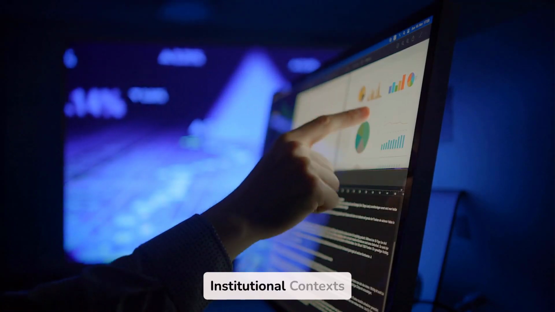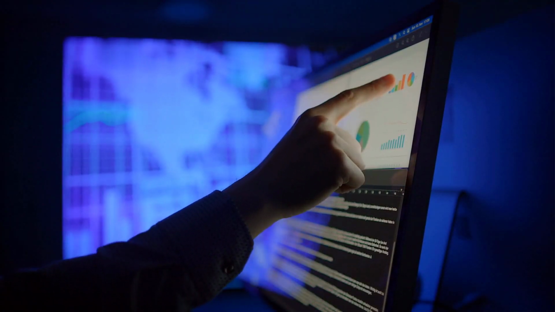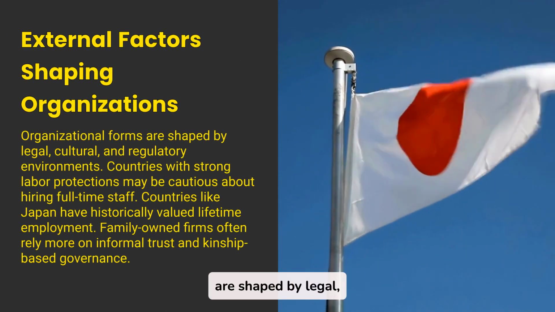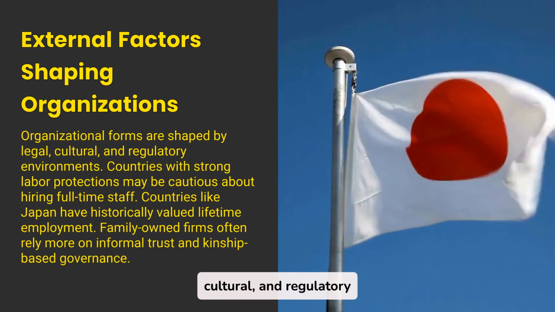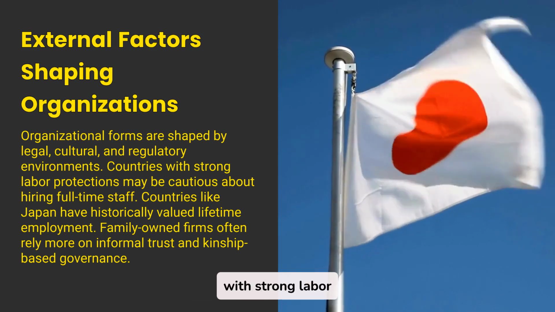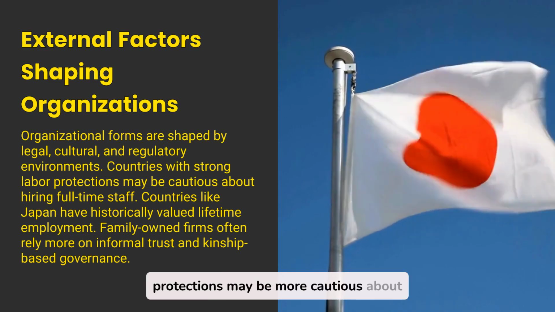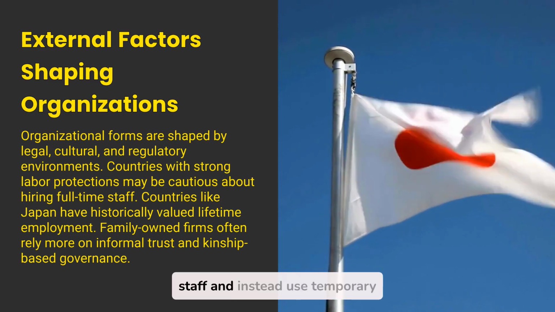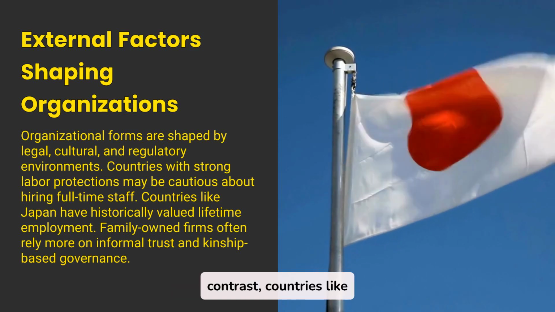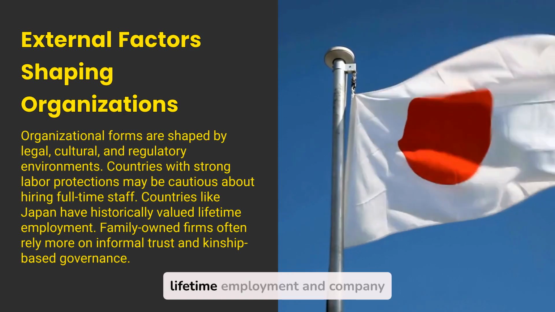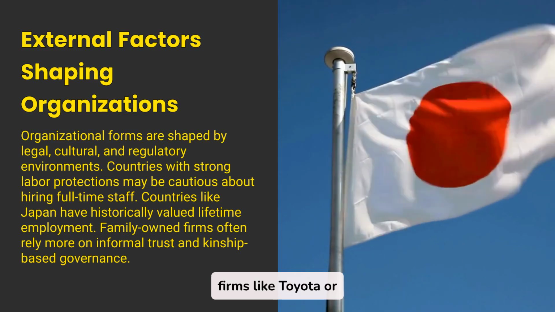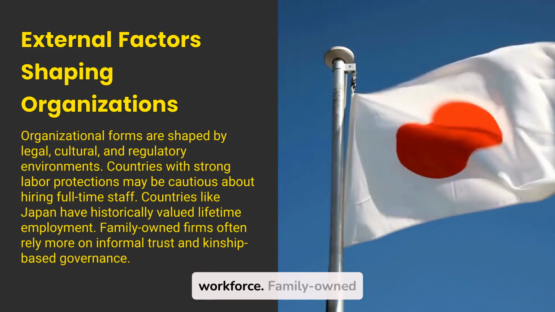Organizational forms and institutional contexts. Organizational forms are not chosen in a vacuum. They are shaped by legal, cultural, and regulatory environments. For instance, firms in countries with strong labor protections may be more cautious about hiring full-time staff and instead use temporary contracts. In contrast, countries like Japan have historically valued lifetime employment and company unions, shaping how firms like Toyota or Hitachi manage their workforce.